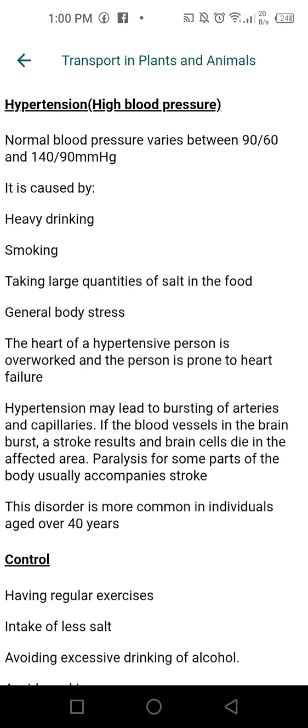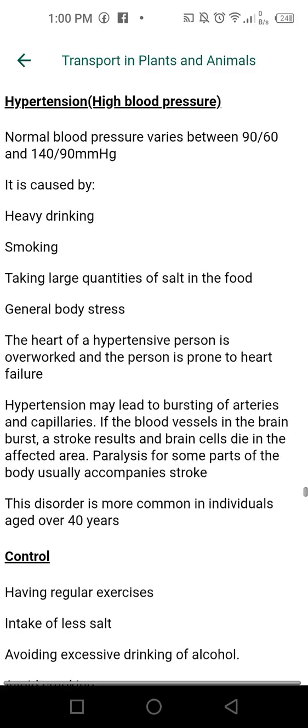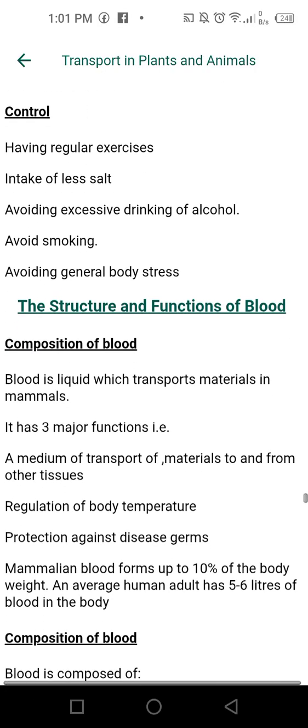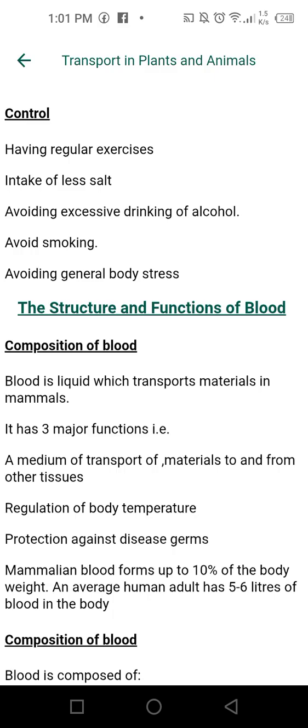If the blood vessels in the brain burst, a stroke results and brain cells die in the affected area. Paralysis of some parts of the body usually accompanies stroke. This disorder is more common in individuals aged over 40 years. Control: having regular exercise, intake of less salt, avoiding excessive drinking of alcohol, avoiding smoking, and avoiding general body stress.